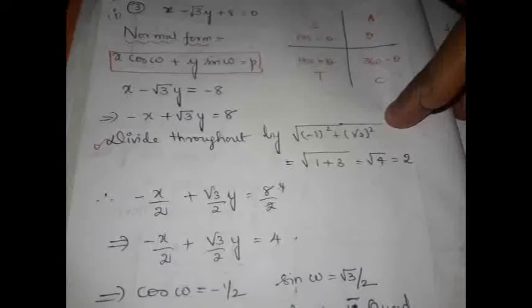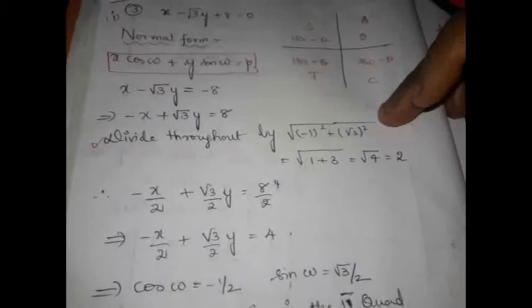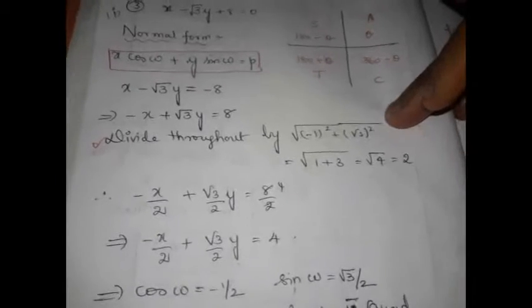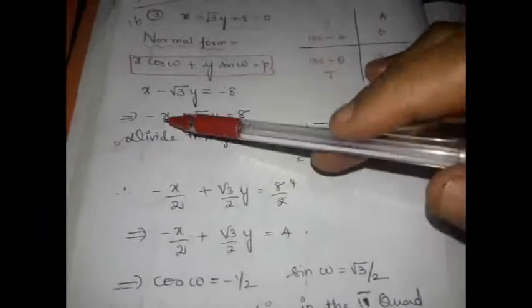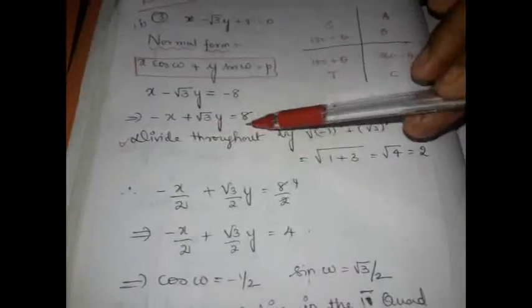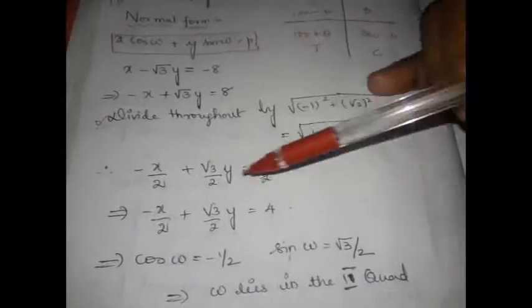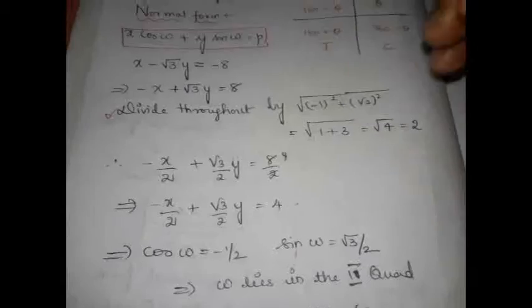Hope you understood why we are dividing by square root of a square plus b square. Because the cos omega value is a divided by square root of a square plus b square, and the sin omega value is b divided by square root of a square plus b square. We should know what the square root of a square plus b square is, because what we have here is the a value, b value and c value. Or else you can directly substitute in the formula and obtain the values, but they asked you to bring it into the normal form. We need to express it in the normal form, right?